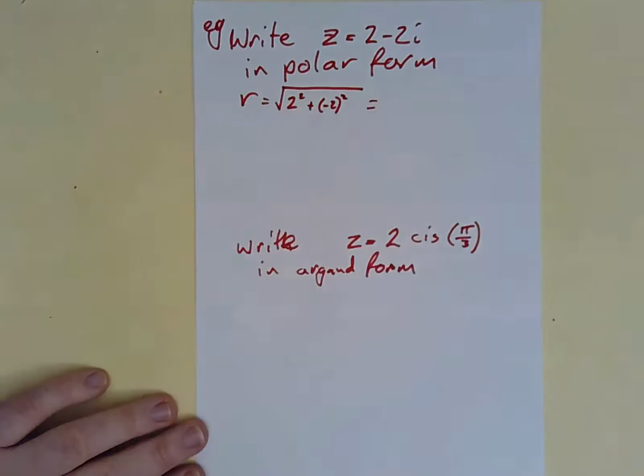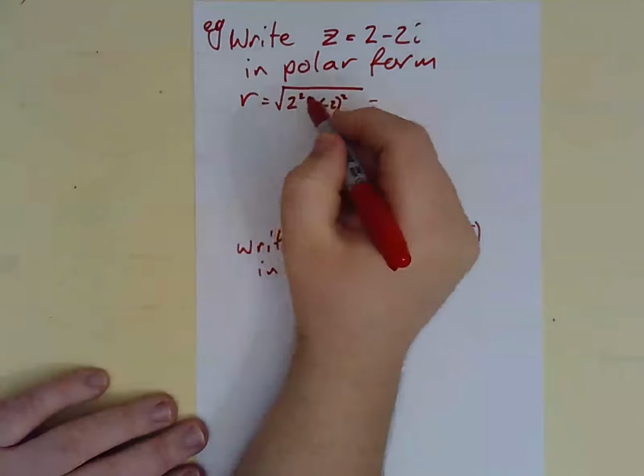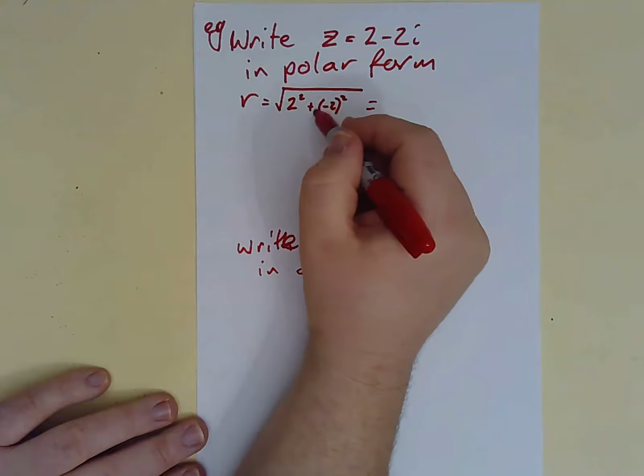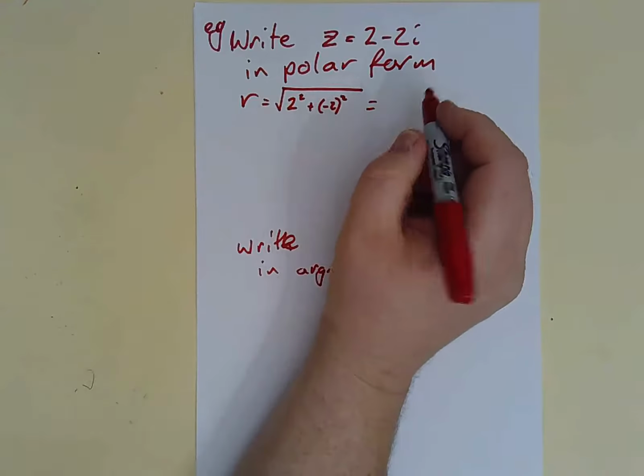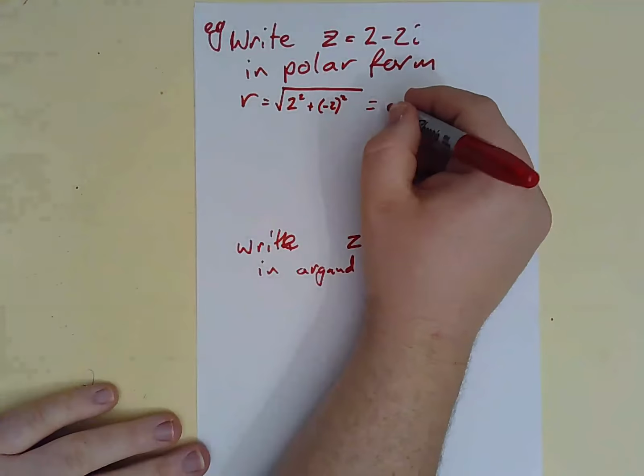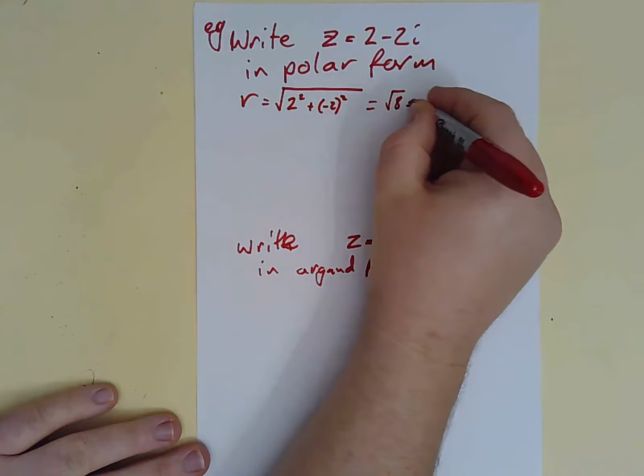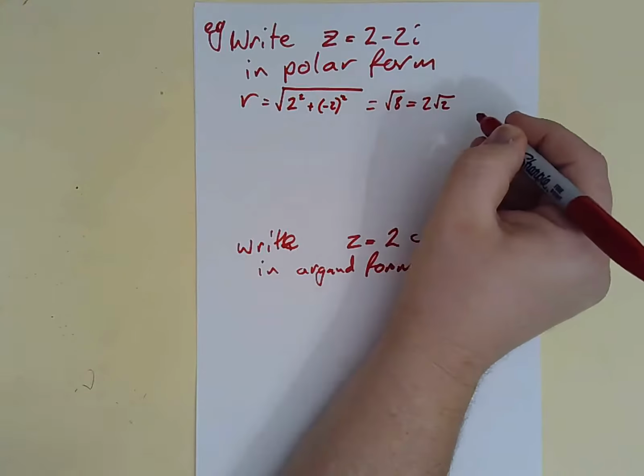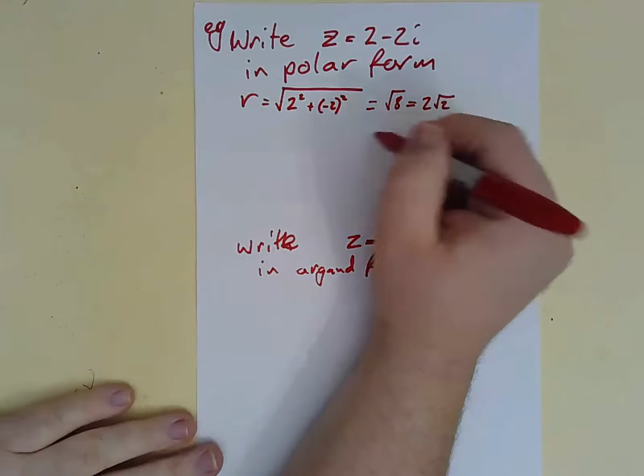And I might just do that in one line so we've got plenty of space for the other one. So 2 squared is 4 plus another 4. So it can be square root of 8. Or if you really want, you can write that as 2 root 2. Both are equivalent. So that's our r.